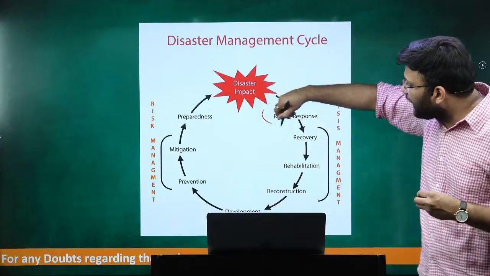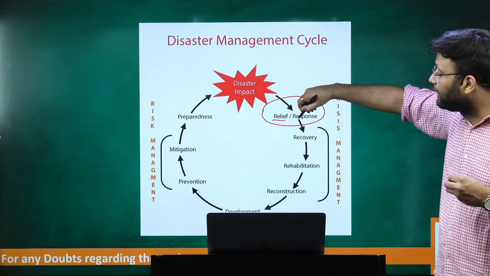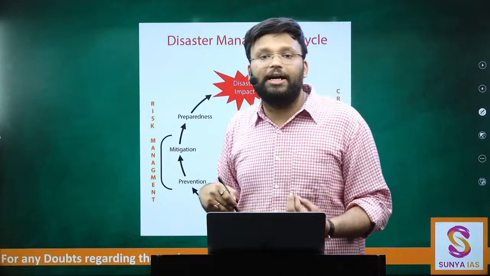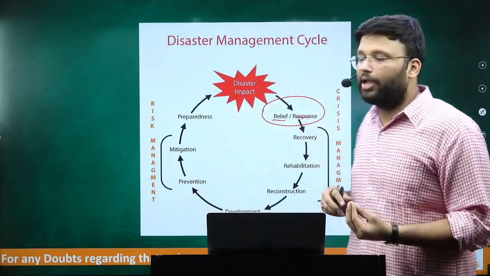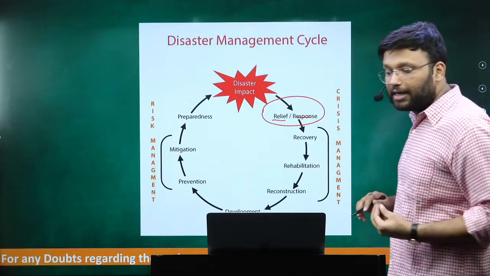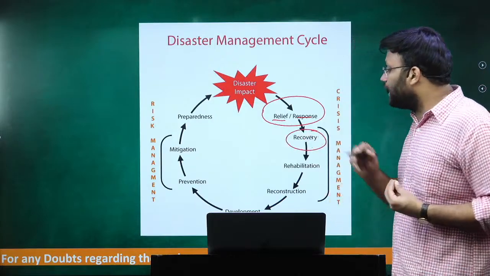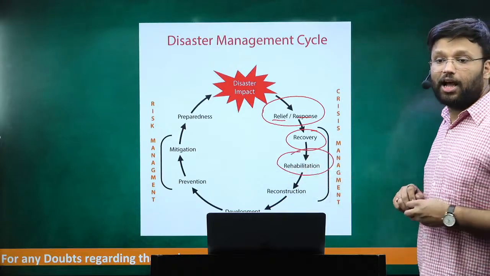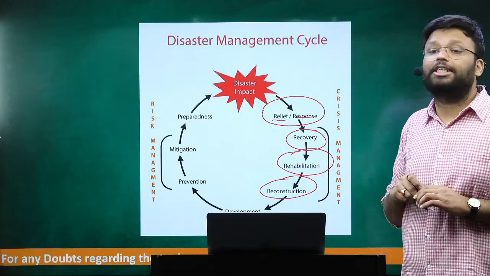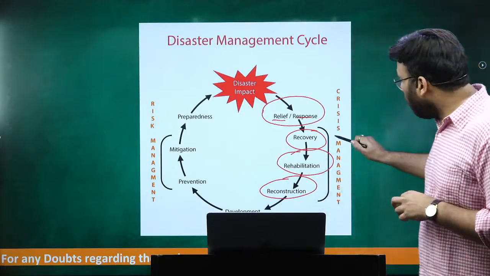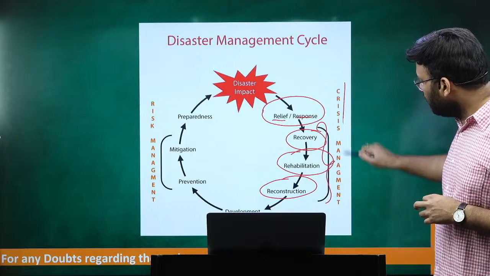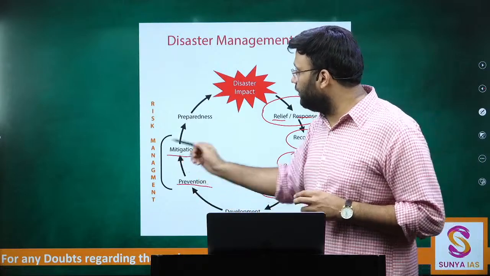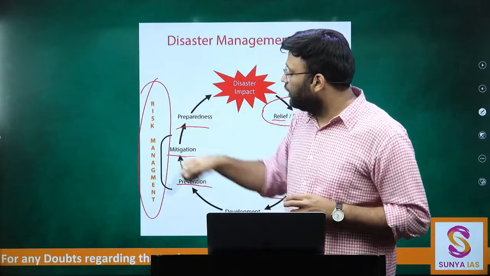Whenever a cyclone happens, at the relief and response stage, what kind of response can be provided immediately by the community, which cannot be provided by other actors. Then at the recovery stage, how the community can participate. At the rehabilitation stage, how they can participate. At the reconstruction phase, how they can participate. All these three parts are part of crisis management. Then in terms of development, prevention, mitigation, preparedness, this is part of risk management.